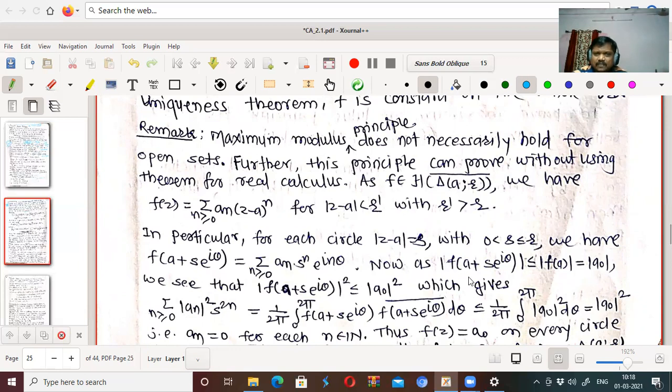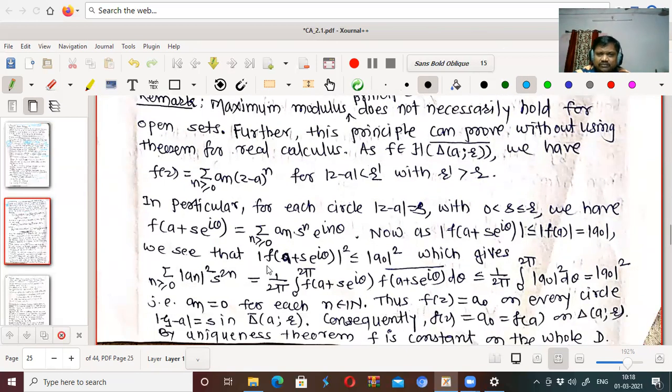Now as mod of f of a plus s e to the power i theta, we have given, is less than or equal to mod of f of a, which is equal to mod of a0, because it will be only a0. Mod of f of a means what? By putting s equal to 0, you are getting mod of f of a. So all other terms you will get 0. Only s to the power 0, the first term will be there, that is mod of a0.